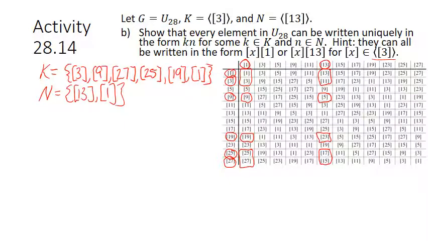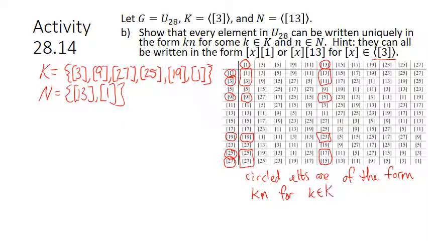Okay, so the circled elements here are of the form kn for little k in big K and little n in big N. And let's just see, did we get all of them? So is 1 in there? Yeah. Is 3 in there? Yep, I see it. Got a 5. Yep. I see 9. I see 13. Do I see 13? Yeah.